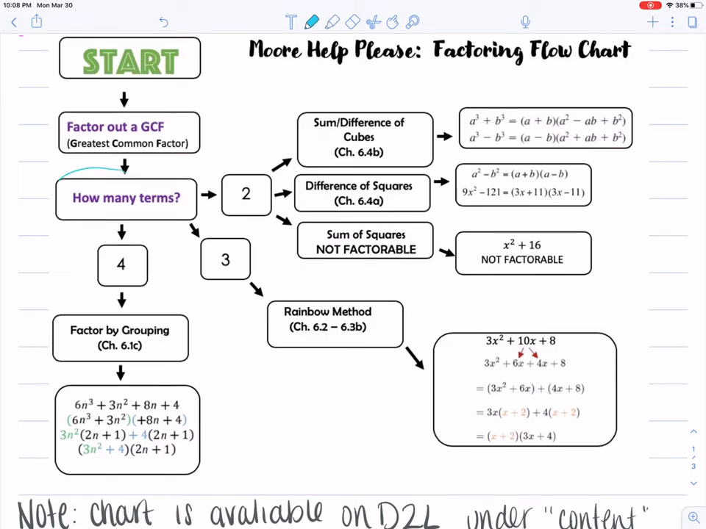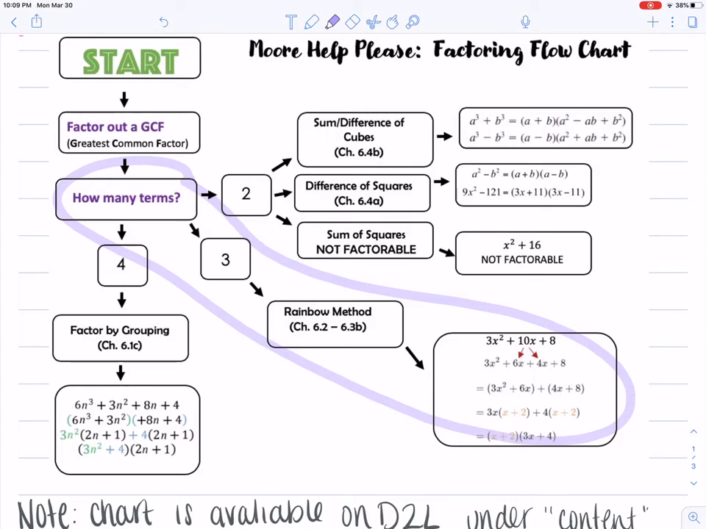From there, you're then going to look for the number of terms. So 4 terms was the very first factoring method we learned. That's going to be your factor by grouping. There's an example there. 3 terms is going to be what most of your questions are going to be, trinomials. So rainbow method was the method that I taught. There's an example of it.